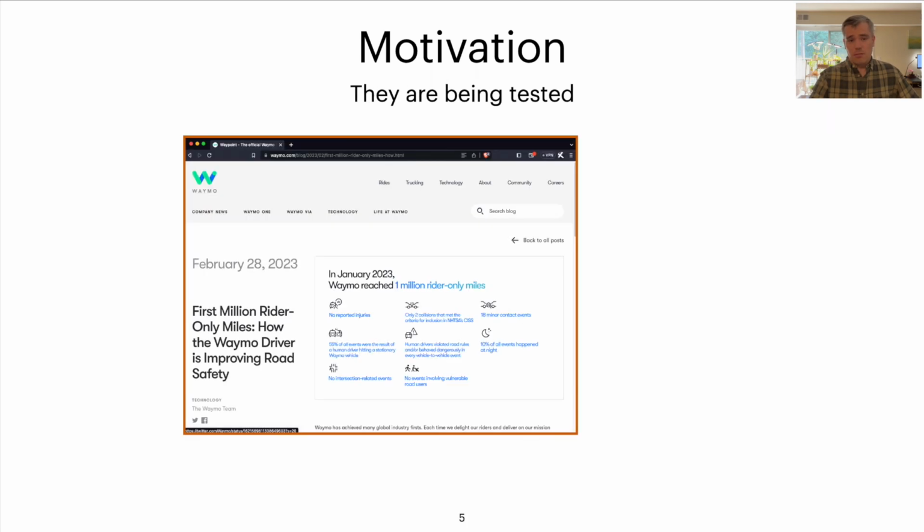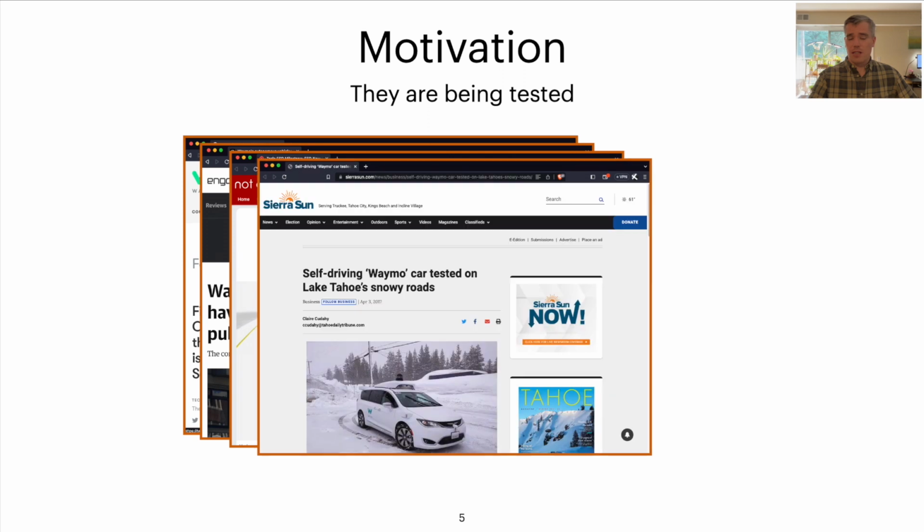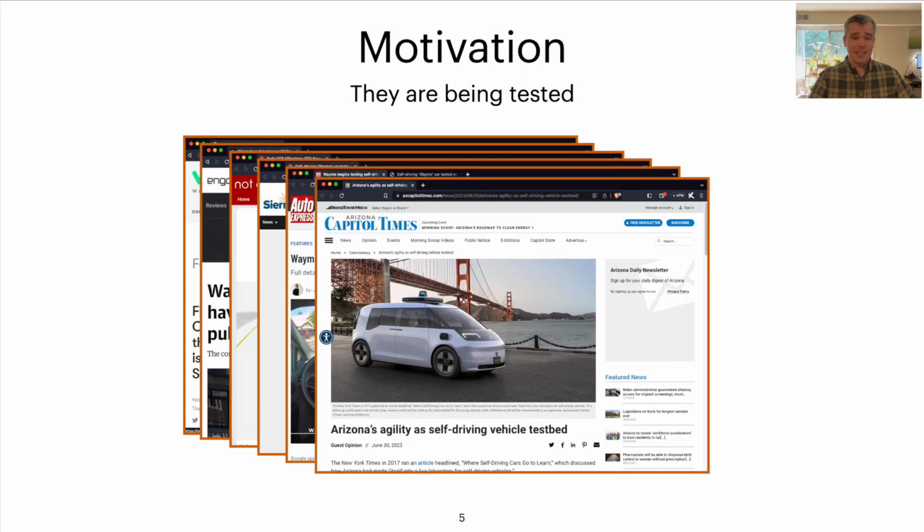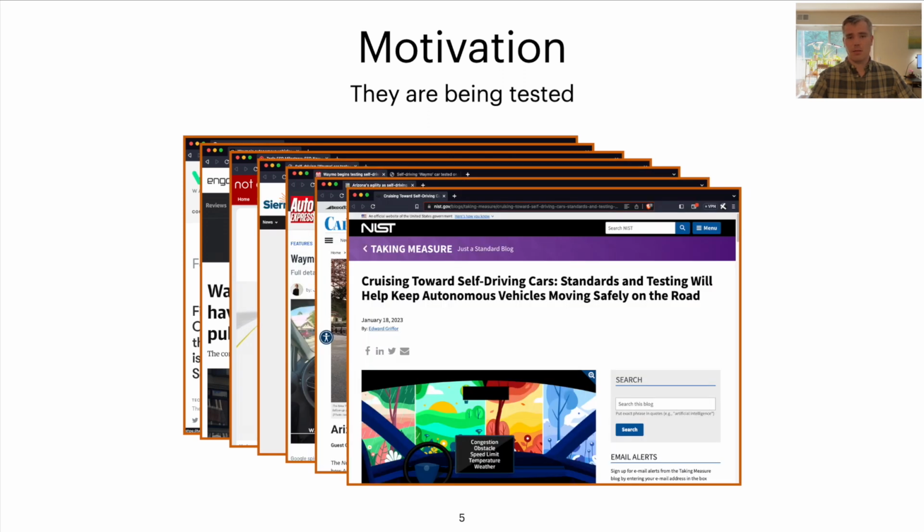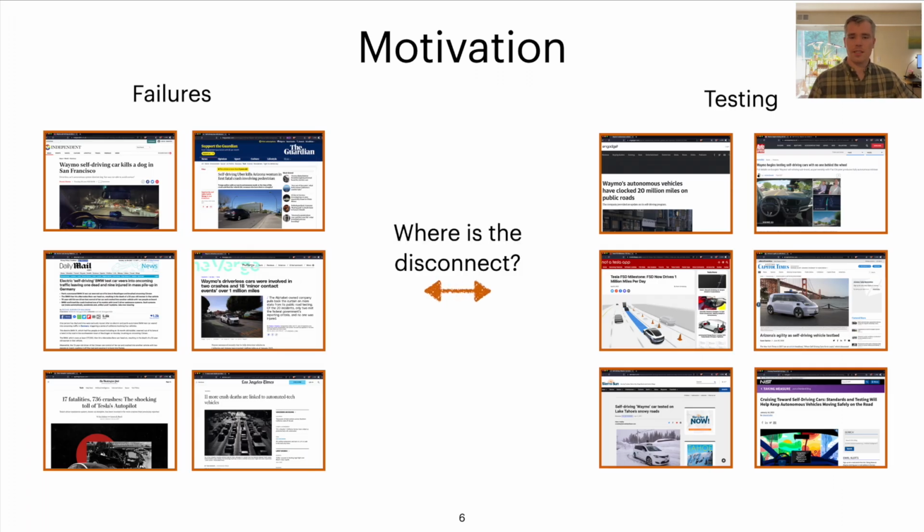But they're being tested. Waymo's driving millions of miles, Tesla's driving millions of miles, and there are even standards being developed to help test these systems. So then the question is, where's the disconnect? We have these serious failures resulting in the loss of human life, but we are testing.